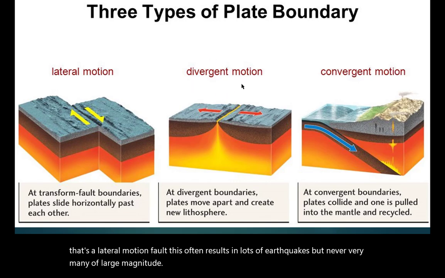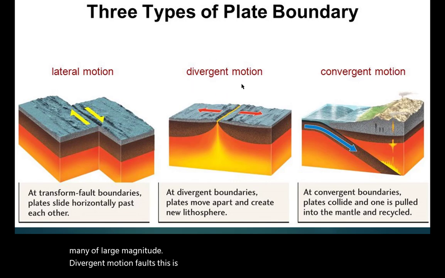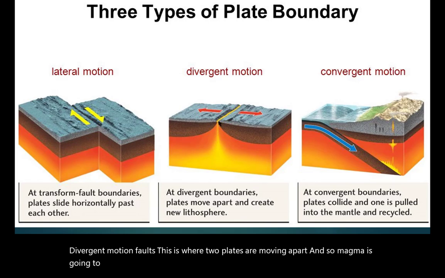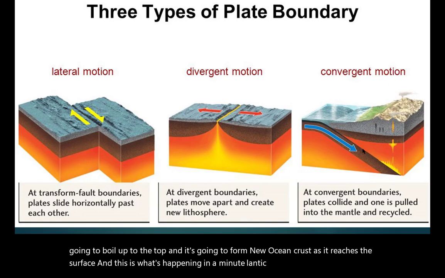Divergent motion faults, this is where two plates are moving apart, and so magma is going to boil up to the top and is going to form new crust as it reaches the surface. And this is what's happening in the mid-Atlantic ridge. And finally, convergent motion.